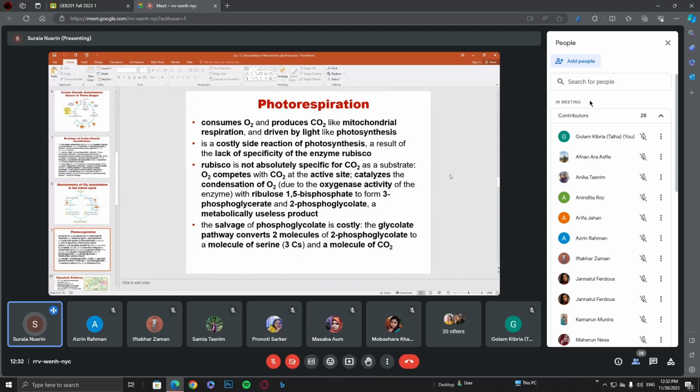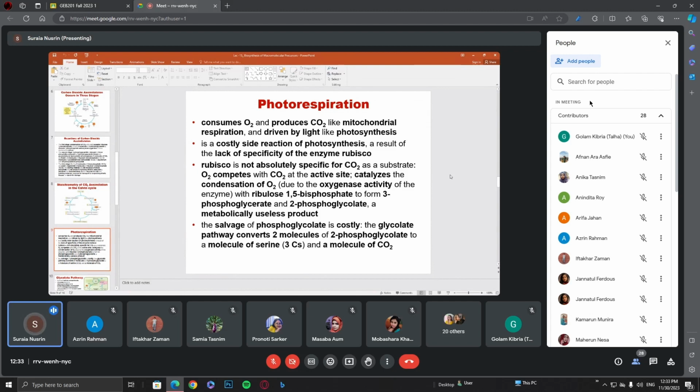But if the oxygen is bound to the active site, then the oxygenase activity of the enzyme will do the reaction, and then we get two products. One is 3-phosphoglycerate, like the previous one, and one more product which is 2-phosphoglycolate. So this 2-phosphoglycolate is actually a metabolically useless product. We already know the 3-phosphoglycerate is the ultimate precursor for other sugars or the polysaccharides and eventually other biomolecules. But the 2-phosphoglycolate, which is produced by the oxygenase activity of Rubisco, is metabolically useless.